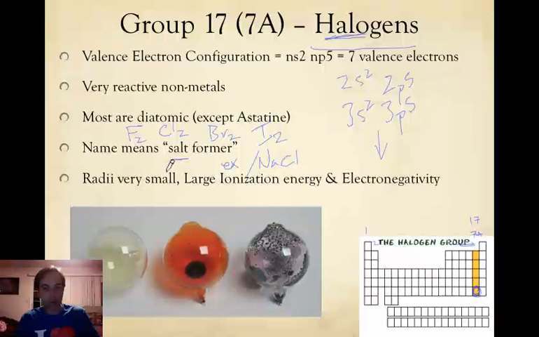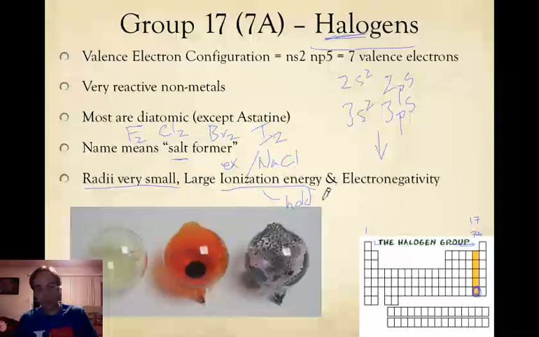In terms of the 3 trends, radii, ionization, and electronegativity, they are the opposite of group 1. Group 1 was extremely large. These are the big atoms. Group 17 atoms are very small, very tiny atoms. That means that their electrons are very close to the nucleus, so they have high ionization energy. Their positive nucleus is going to hold tight to their electrons. It's very hard to remove the electrons from a halogen.